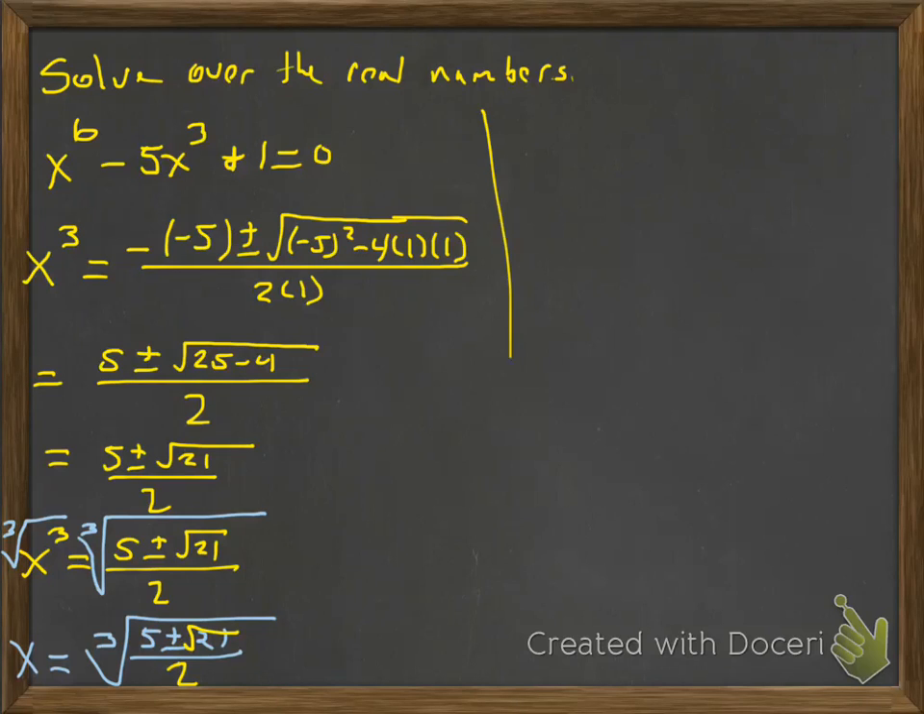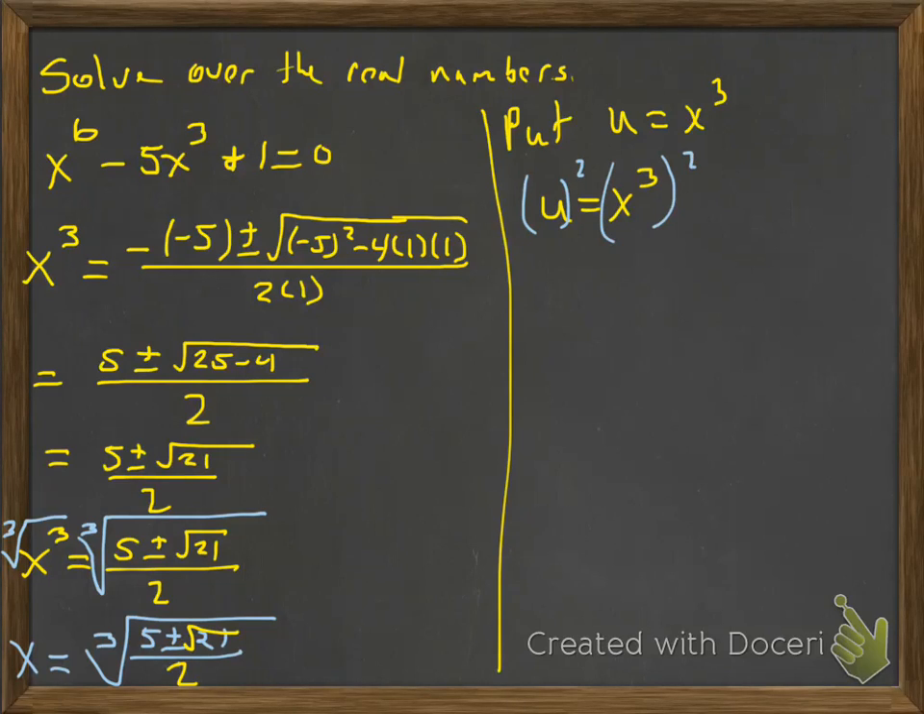We can also do this one with u substitution. So we're going to let u equal the smaller exponent, which is x cubed. So then when we take the square, when we have an exponent raised to an exponent, we multiply, so that's going to give us x to the 6th. So this becomes u squared minus 5u plus 1. And then we get to play with the quadratic formula. So it's going to be very similar.